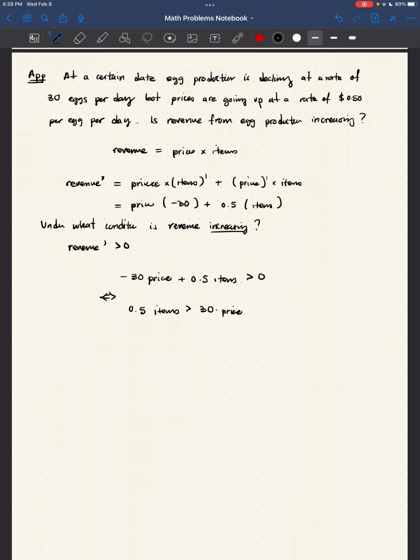But then from here, I can divide, for example, by 0.5. And then I get the following: items is greater than 60 times the price, which is the same as to say that items divided by the price is greater than 60. So as long as we keep this ratio greater than 60, revenue is going to increase.